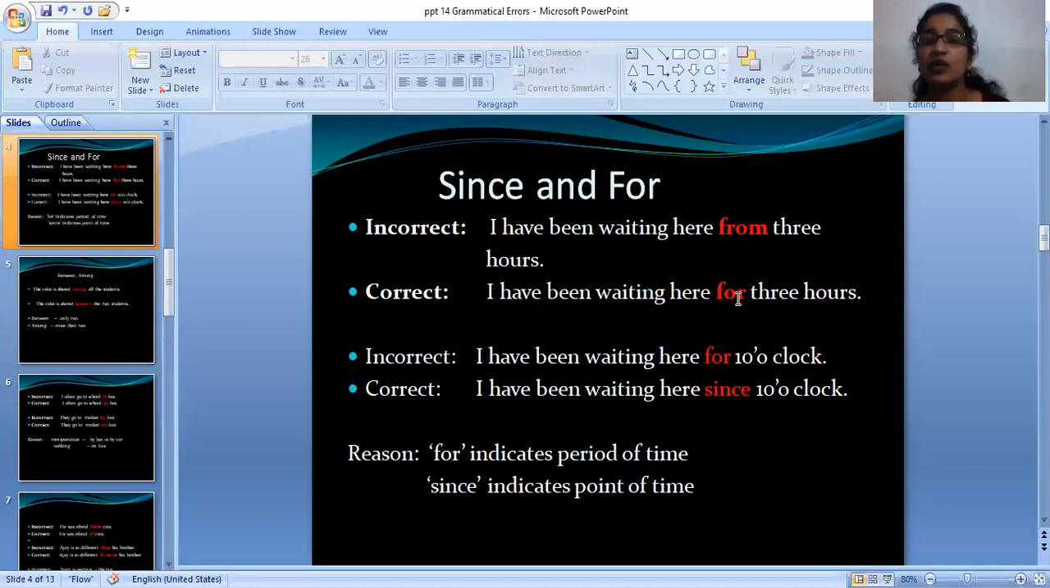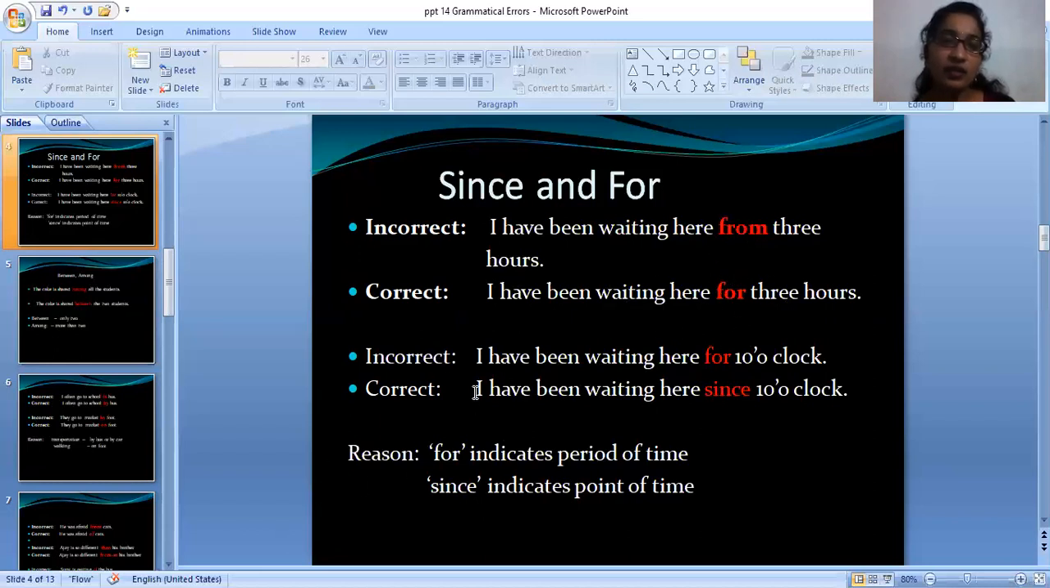For indicates period of time, whereas since indicates point of time of the action. So when did the action actually start? You have to mention the point of time when you use since, and you have to mention the period of time when you use for. So here look at the correct sentences again. I have been waiting here for 3 hours. Here 3 hours is a period of time, right? So that's why we are using for here.